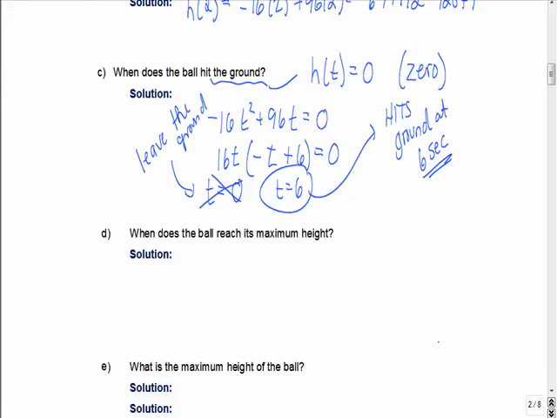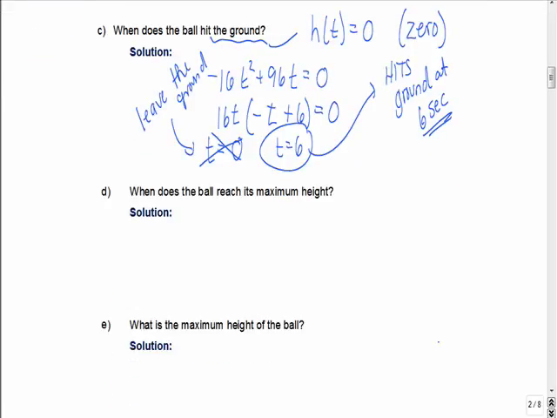Now, part D asks us, when does the ball reach its maximum height? Hopefully you've done some work before with quadratic functions, and what you would realize if we graphed this one, and if not, graph it on your calculator to convince yourself, that here we are leaving the ground at 0 seconds, returning to the ground at 6 seconds, and so therefore, because parabolas and quadratics are symmetric, as we saw with the axis of symmetry, it must reach its maximum height halfway between 0 and 6. And so it's going to reach its maximum height in 3 seconds.